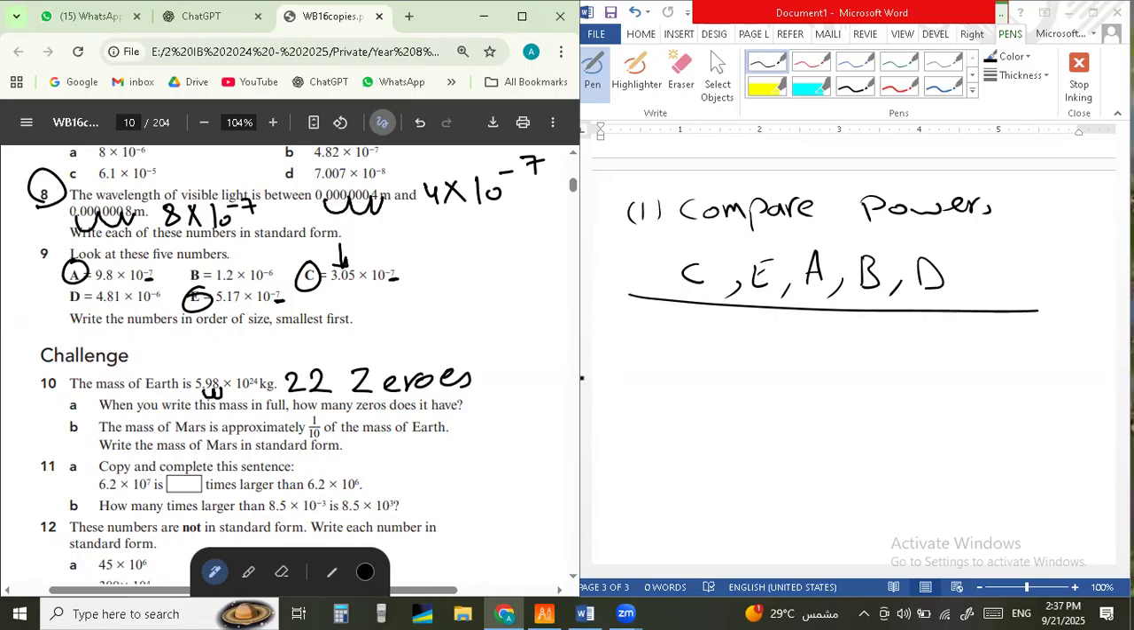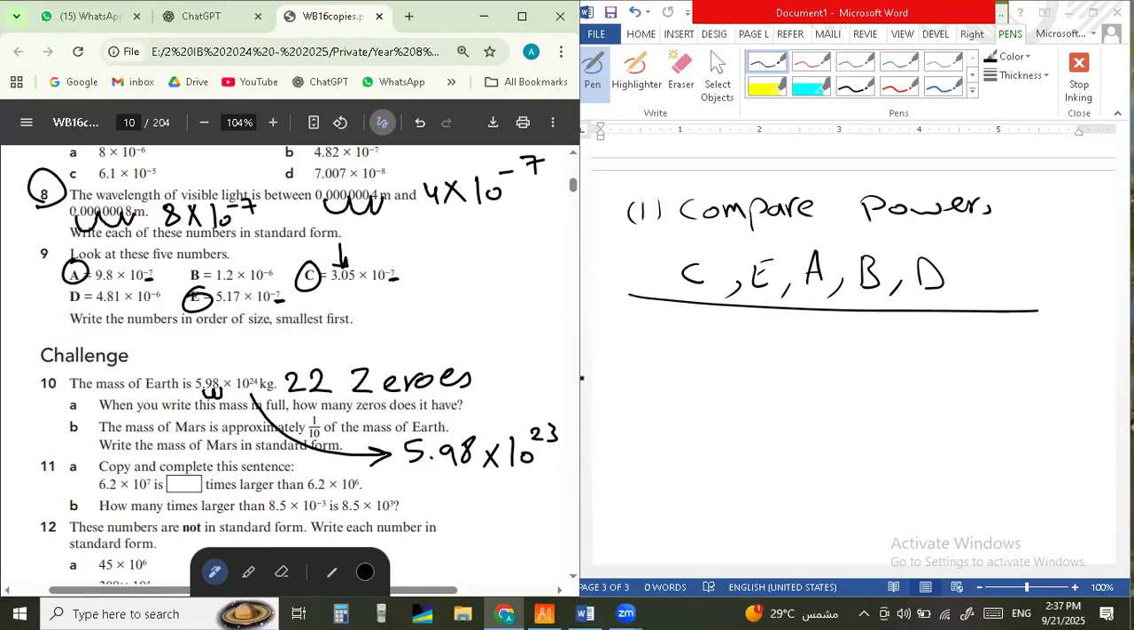Good? All right. B says to you the mass of Mars is approximately 1/10 of the mass of Earth. How can I find the mass of Mars? Okay, so write the mass. Now, what is 1/10 of a standard form? We agreed before, and it's written to you in the notes. If you want 1/10 of a standard form, what are you supposed to do? Reduce the power only by 1. So it's going to be 5.98 times 10 to the power of 23. Now I got 1/10 of the standard form. Good. That's all about question 10.